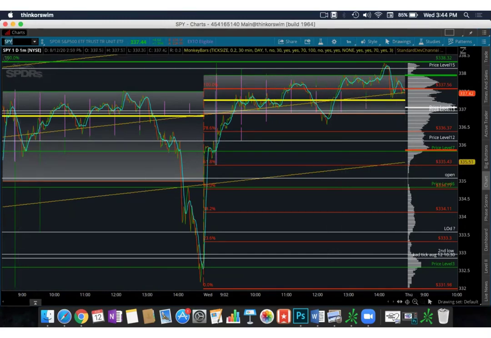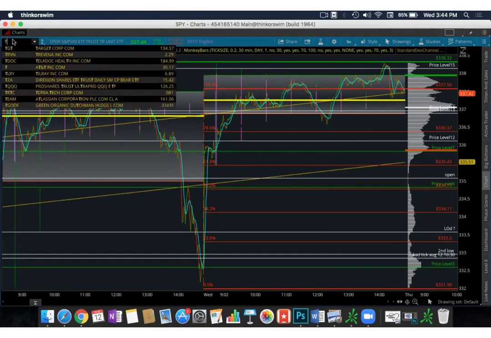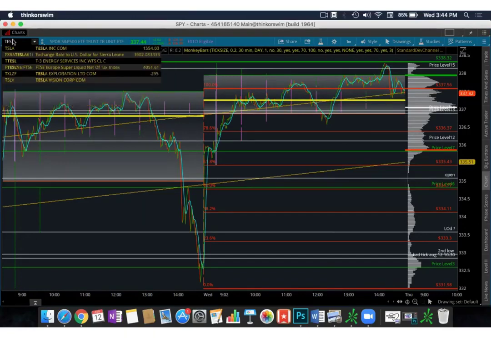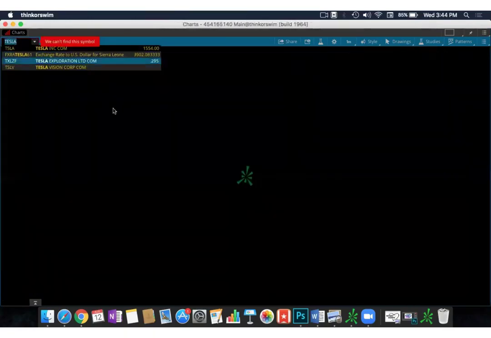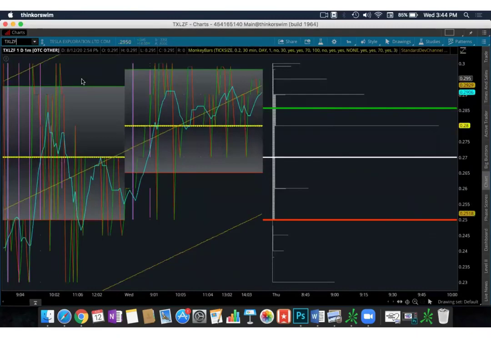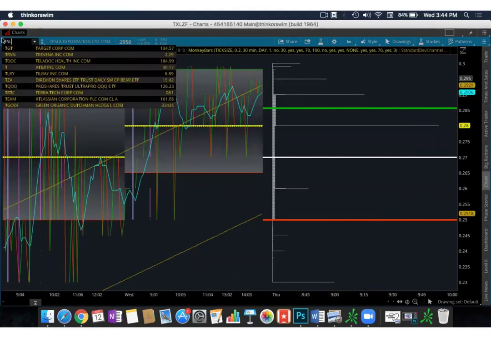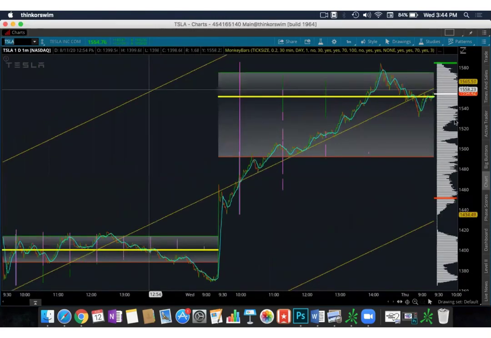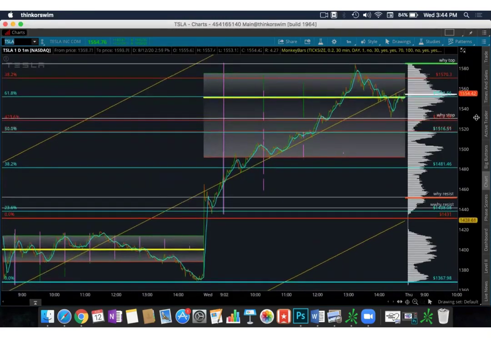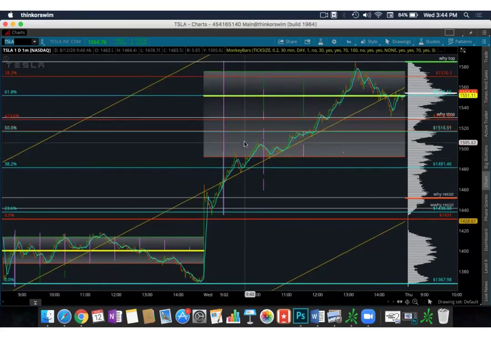I'll go to Tesla. I suppose I can go to Tesla. It's not as busy as my SPY chart. Okay, so this is Tesla here. Now, this particular chart is a little difficult to see on my screen, but you're going to see that we have an initial balance.